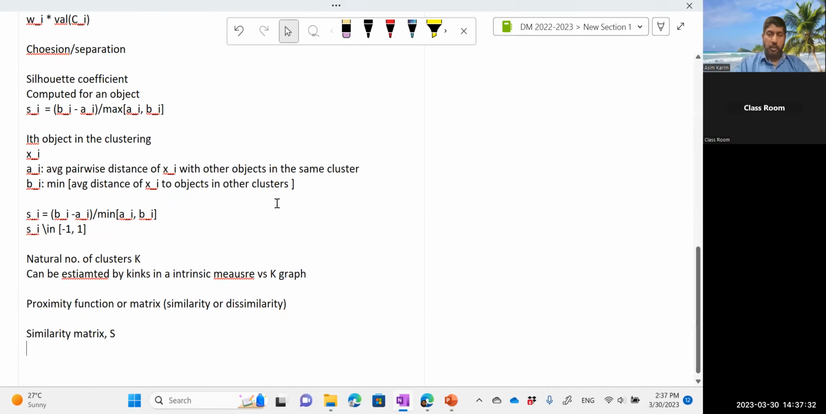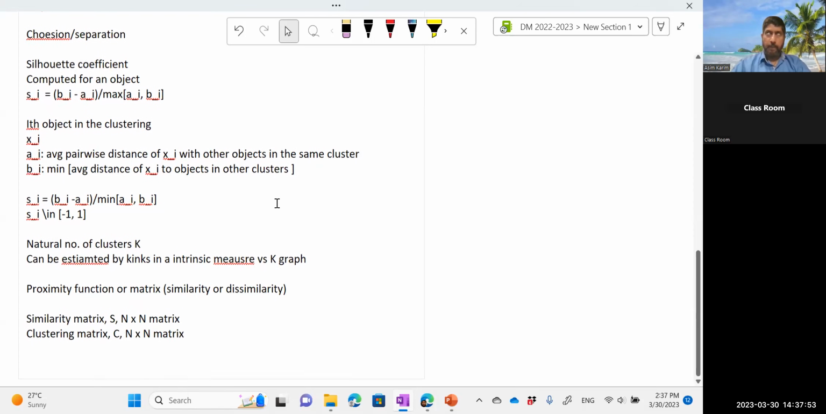So we will create another matrix which I call the clustering matrix. This is also an n by n matrix. What are its characteristics? So what is this clustering matrix Cij?